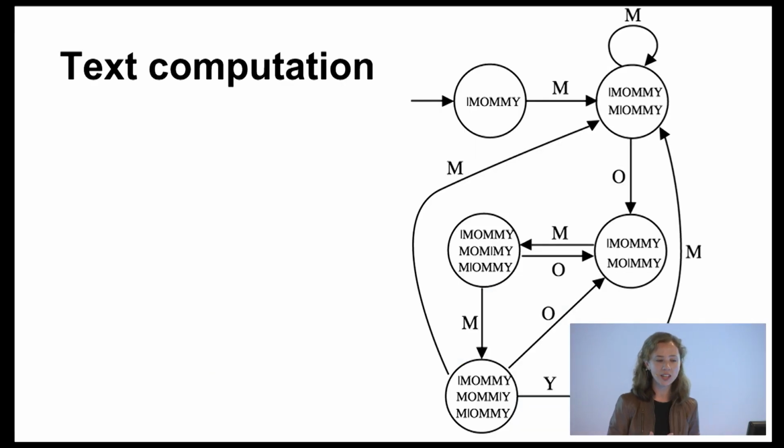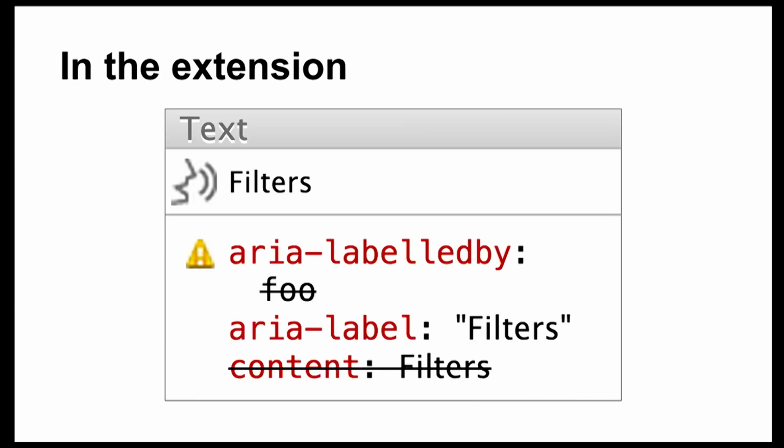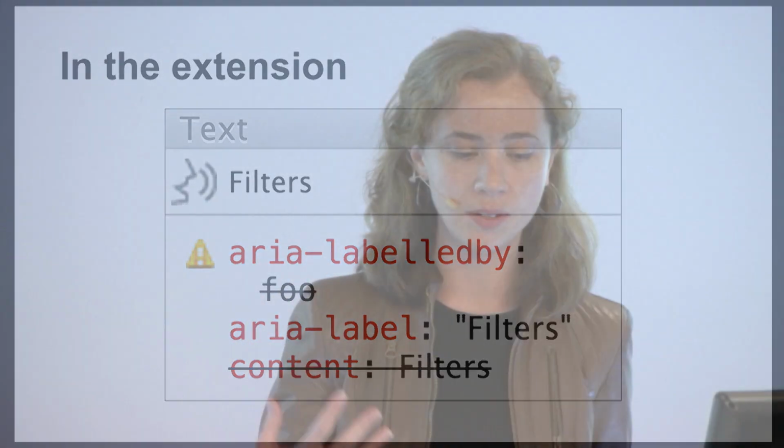All right, so I've touched on text computation a couple of times already. In the extension, it does its best. I actually rewrote that whole text computation algorithm in JavaScript for the extension so that it can tell you. The text can come from multiple sources for each given element. There's a whole hierarchy. In this case, we've got an element where its text content is filters, but we've also added a redundant ARIA label. And then we also tried to add an ARIA labelledby, which allows me to specify another element to act as the text content of this element.